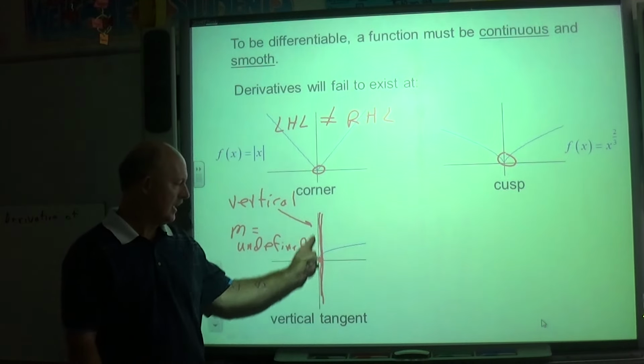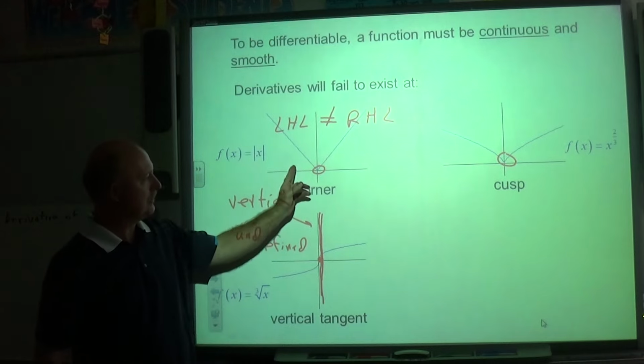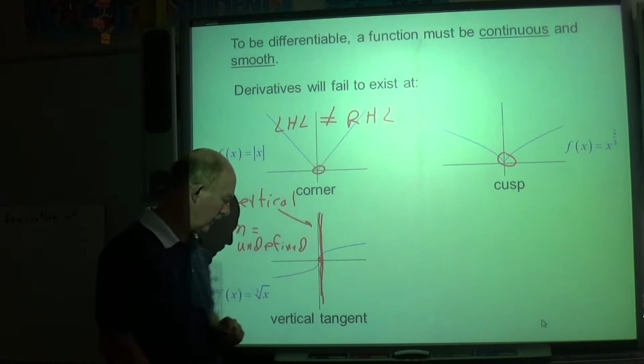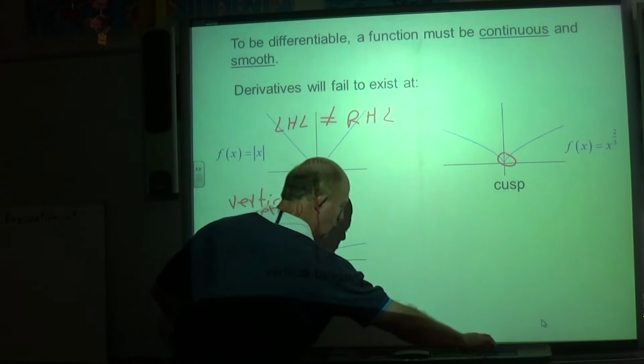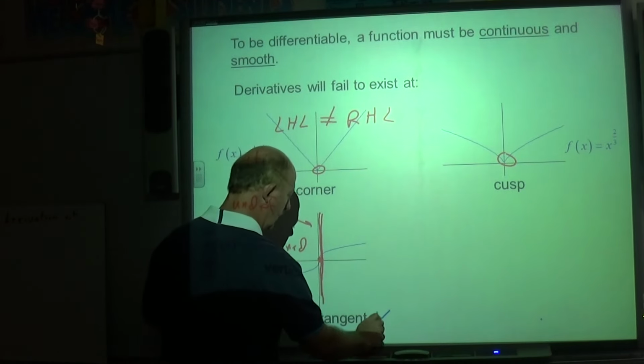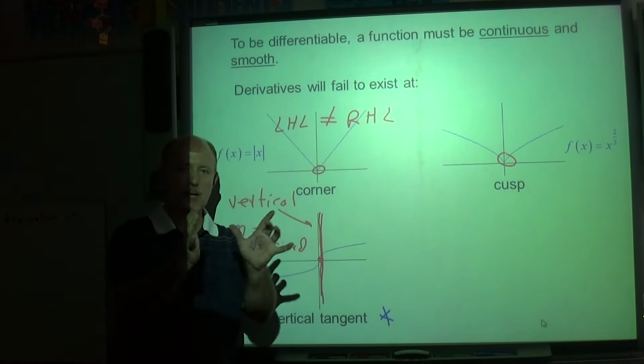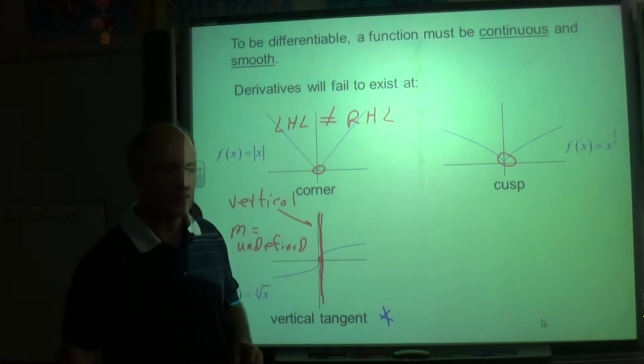But right here, this is the one that students tend to forget. They remember the first two, but they'll forget about this one right here. So let's put a little asterisk next to this one. I want you guys to remember this right here: vertical tangent line. If you've got a vertical tangent line, this is one of the instances where the derivative will not exist.